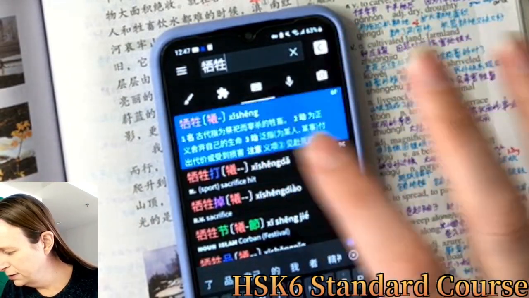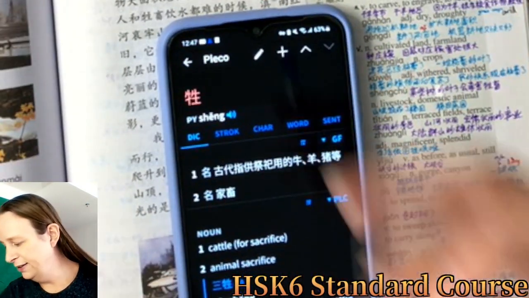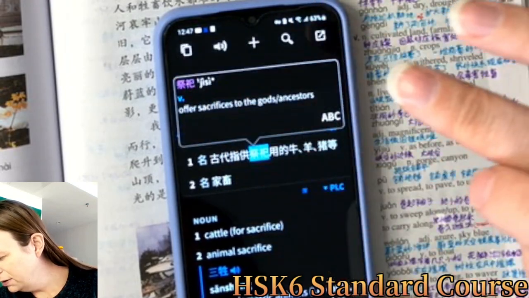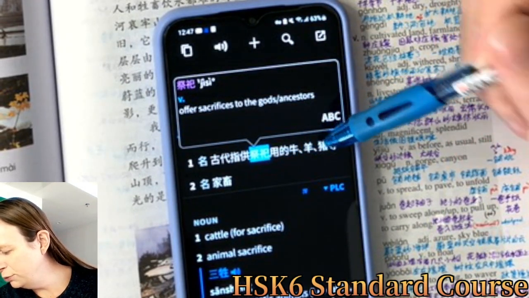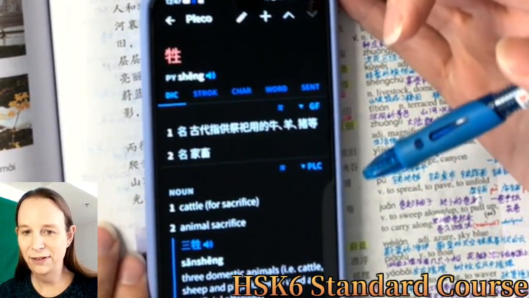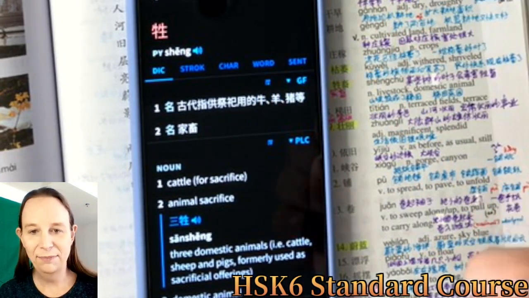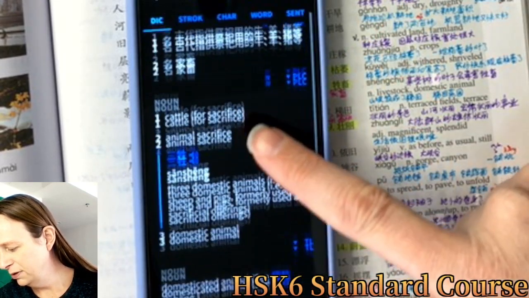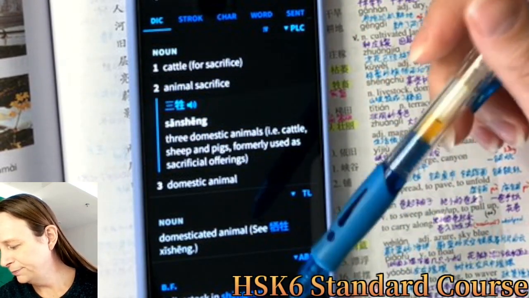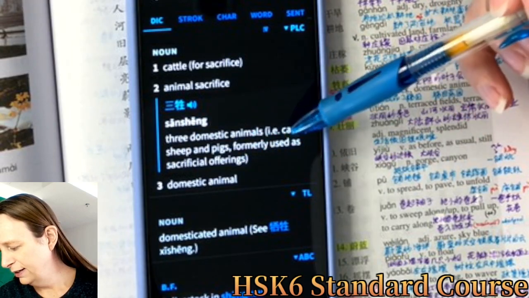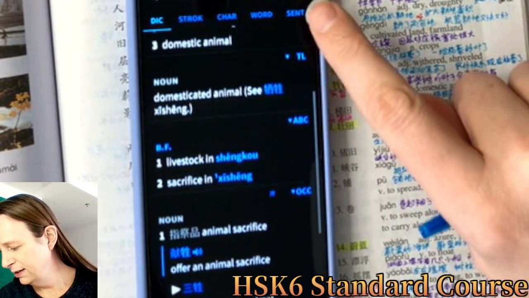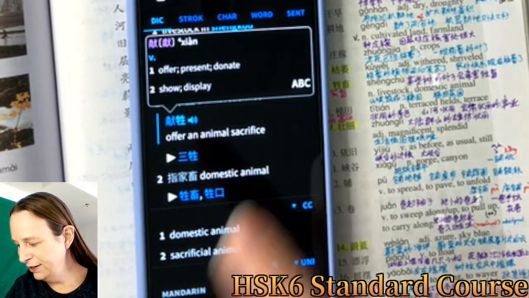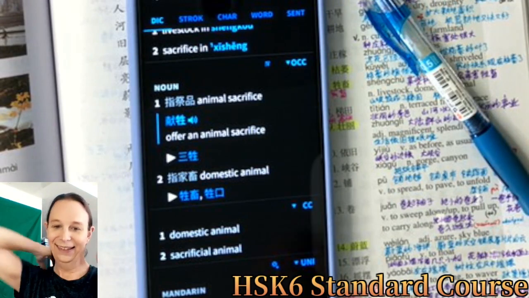牺牲. We'll just look up this character. All right, so 古代爵, 共祭, no, what is it? 爵共祭祀用的牛羊猪. So this is in ancient times referred to cows, sheep, and pigs, etc., that were sacrificed. 家畜, now it means 家畜. 三生. All right. So cattle, sheep, pigs. What is this? 献生. Okay, animal sacrifice. That's interesting.